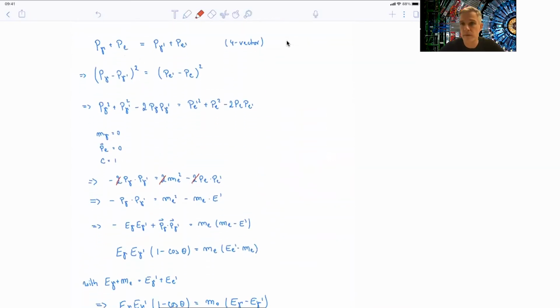So the way to set this up is to write this four vector relation, or you could just simply write down energy conservation and momentum conservation. So you have an initial state, the before, and the final state, the after. So you simply add the four vectors of the initial electron and photon, and set this equal to the scattered electron and the scattered photon.